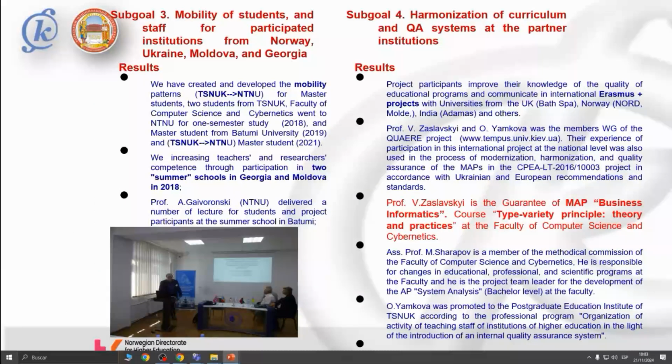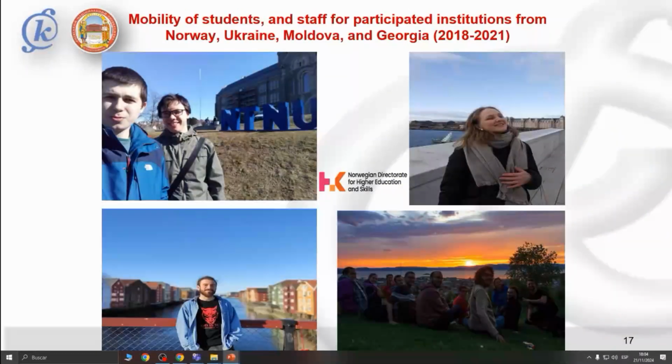As a result of this activity, we created a business informatics program where I serve as guarantor, and I teach a course on TRIZ principles, theory and practice, for master level students, and I also manage PhD students who are involved in this idea developed in different areas. Our students had a mobility of 6 months in Norway, and they also have colleagues from Norway, and they are now working together on creating dissertations in Norway and in Kiev also.